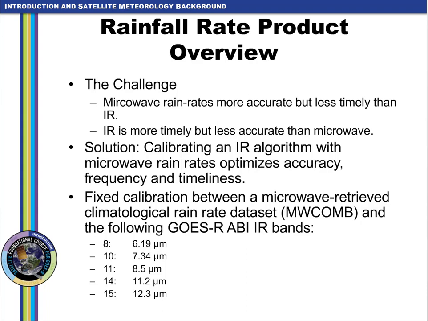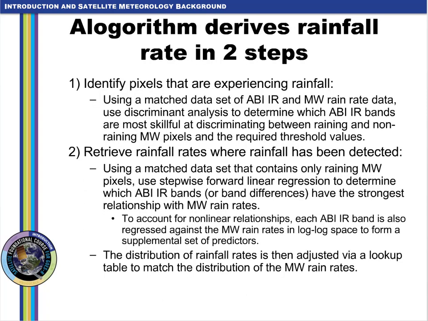The GOES-R Rainfall Rate product makes use of GOES-R ABI bands and is calibrated against the CPC combined microwave field known as MW-COM. The ABI bands used as input are bands 8, 10, 11, 14, and 15. These bands contain information about the cloud phase and particle size and help to discriminate. The algorithm derives rainfall rate in 2 steps.